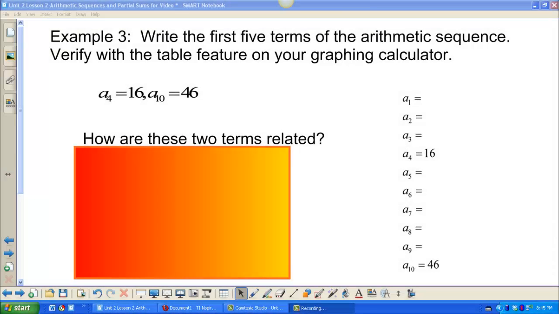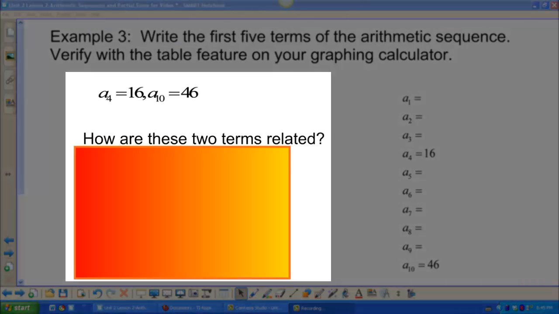For this example, we're going to write the first 5 terms of the arithmetic sequence and verify with the table feature on your graphing calculator. So on here, how are the two terms related? This is what is kind of different about this problem. Instead of giving you the first term and the common difference, I'm giving you the fourth term and the 10th term. So how are these two terms related?